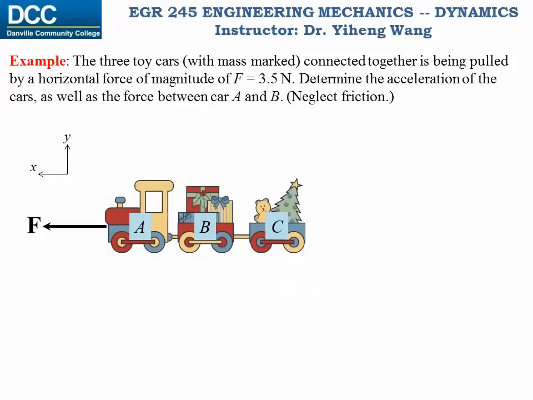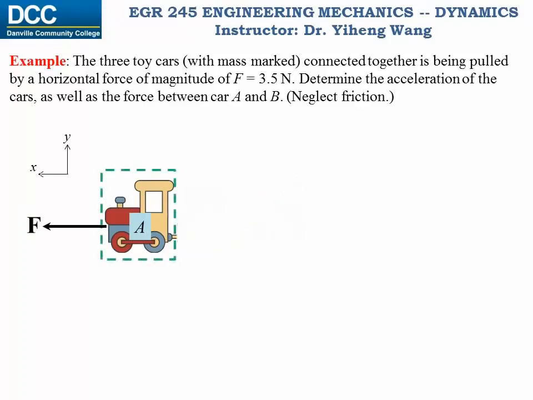For the second part of this problem, to solve for the force between car A and car B, we can no longer treat the entire toy car set as one system, because if that's the case, then the force between car A and car B is internal and cannot be solved. Therefore, we need to draw the free body diagram of car A only. This way, the force between car A and B is now exposed to be an external force. We also need to include the weight force and support force, and this completes the free body diagram.